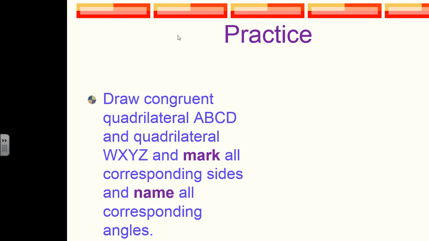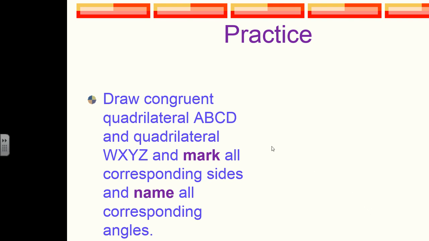Okay. And when drawing, this is a practice problem, draw congruent quadrilateral ABCD, and when doing that, mark all corresponding sides and name all corresponding angles. So go ahead, pause the video, and let's see if we can do that exactly.